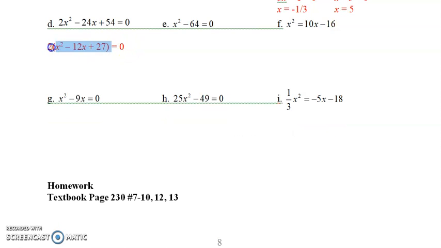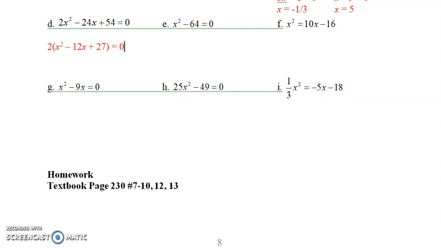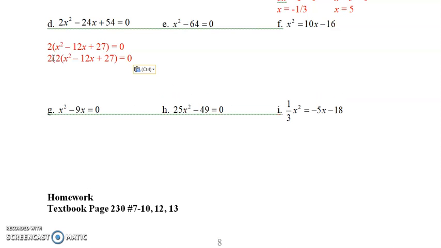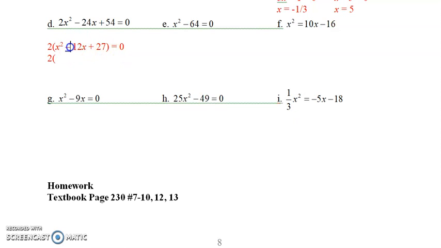And then we will factor the trinomial, right? So we put the 2, 2 bracket, and then we have x minus 3 and x minus 9. Two numbers multiplied together to give me positive 27, added together to give me negative 12 are negative 3 and negative 9.